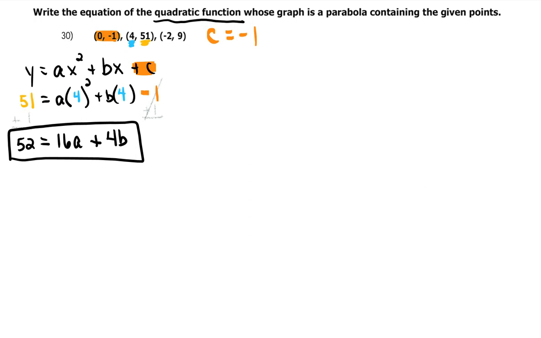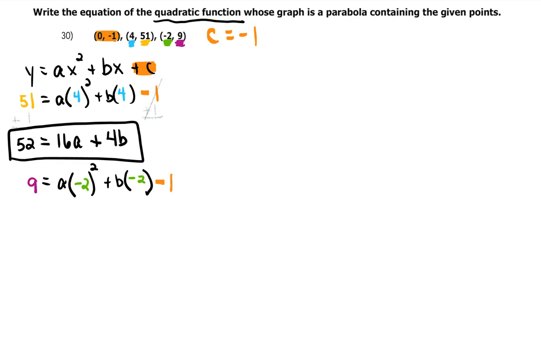Now, I'm going to take the second ordered pair, which gives me x is -2 and y is 9. Do the same thing. I'm going to put the 9 where the y would be, and then take out the x and plug in the -2. And then plus b times -2. And then don't forget the plus c is really the -1.